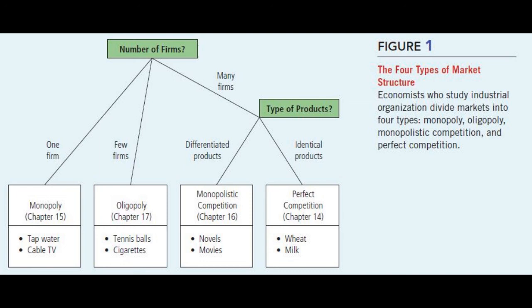Resale price maintenance was setting your retail prices above your wholesale prices. Tying was selling multiple products together. And we discussed predatory pricing, which involves artificially lowering prices to drive your competitors out of business. All of this we can find in chapter 17 on oligopolies.